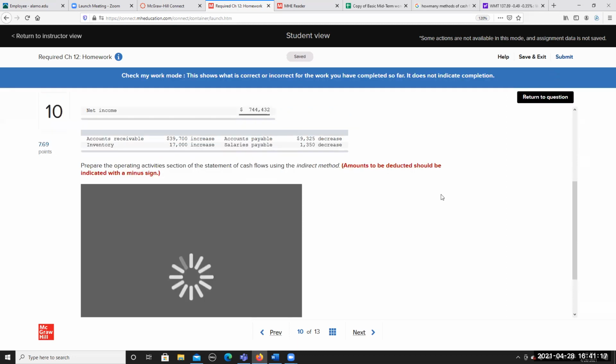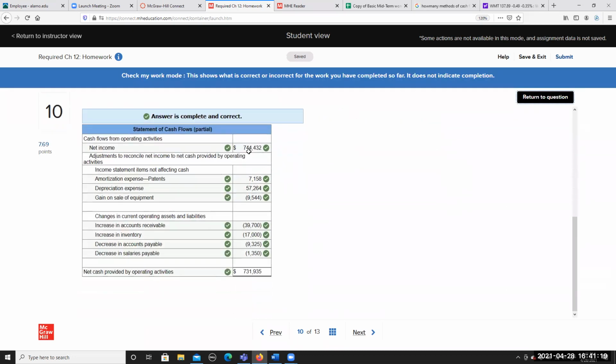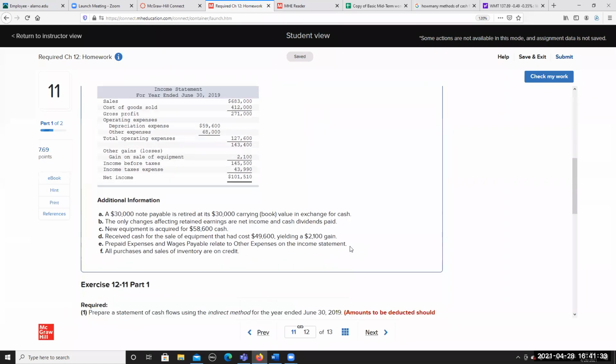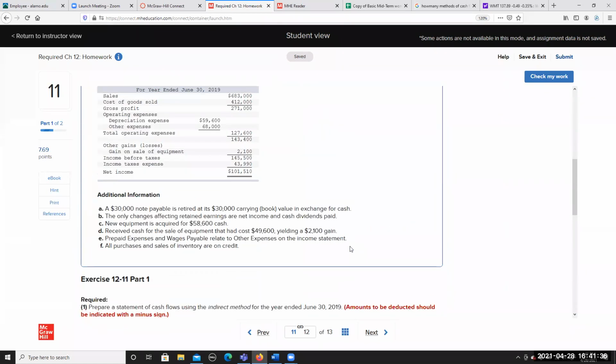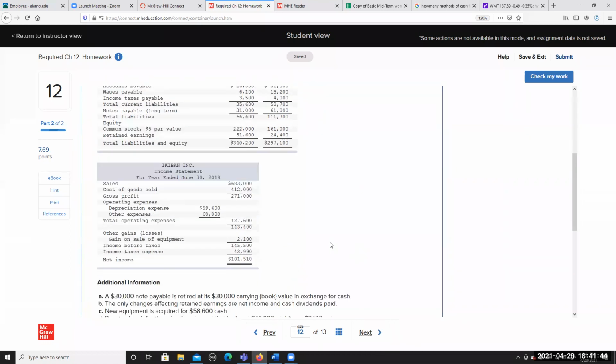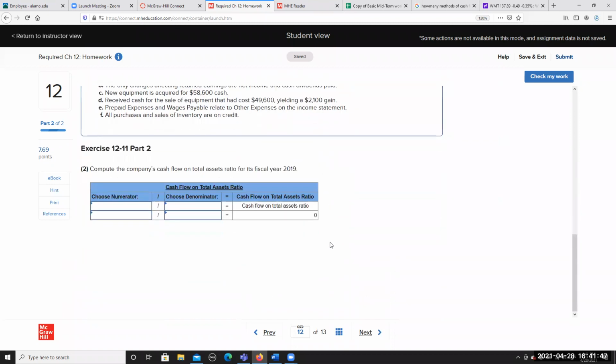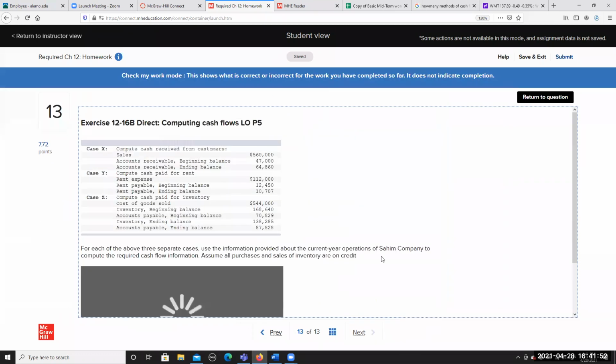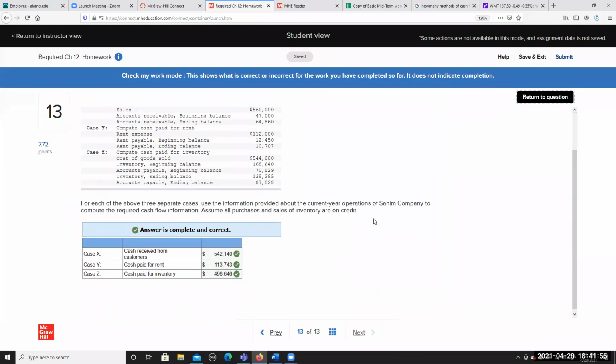So let's see how we did. All right, net income plus the two non-cash expenses. Get rid of the gain and put the actual money that came from selling in investing, and then your changes in your accounts. All right. Okay. Now, let's see. Here you're putting it all together. What do we got here? Compute the company's cash flow on total assets. Okay. And here's the direct method.